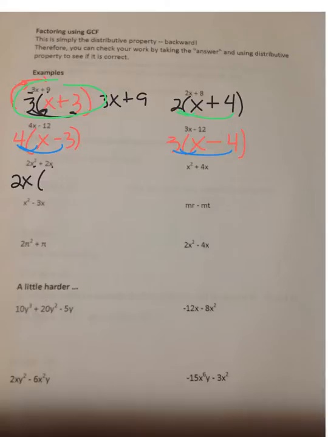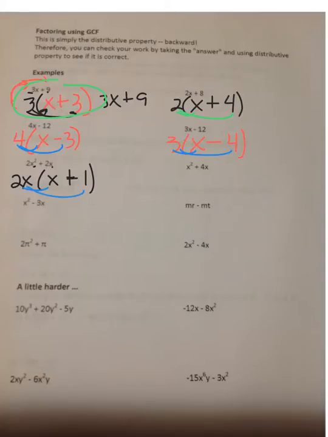So now we have to say 2x times what will get me to x squared? And that's just going to be a plain x. 2x times x is 2x squared. 2x times what will get me to positive 2x? And that's just going to be a 1. You can check it. 2x times x is 2x squared. 2x times 1 is 2x.